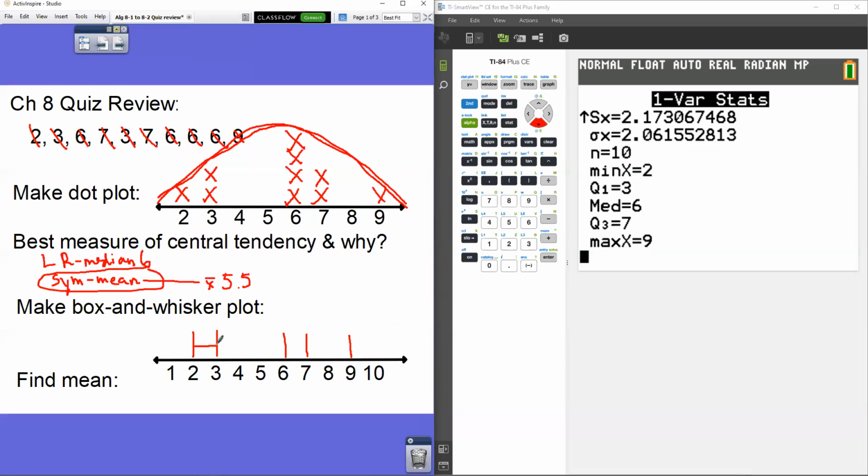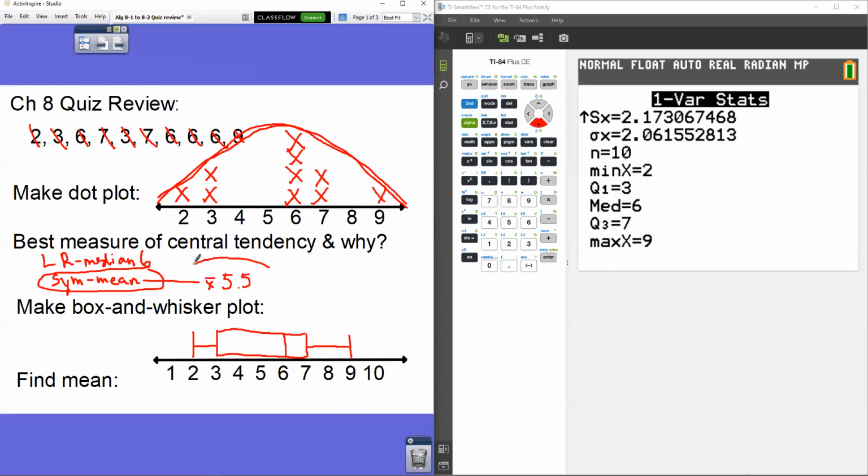I like to connect the whiskers on the outside first. And then make a box with the center 3 lines with your Q1, your median, and your Q3. So here is our box and whisker plot.